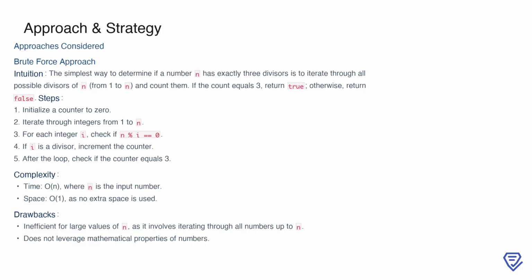Otherwise, we return false. While this approach is easy to implement and understand, it's quite inefficient, especially for large values of n, because it involves iterating through all integers up to n. This makes the time complexity O(n), which can quickly become impractical for large inputs. Furthermore, this method doesn't take advantage of any deeper mathematical properties of numbers, making it less optimal overall.